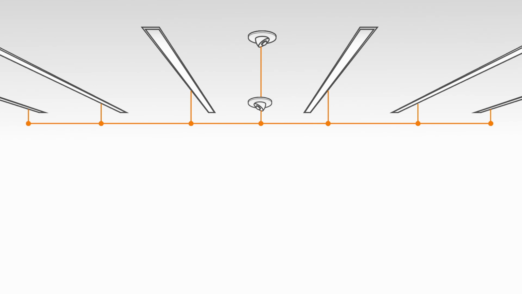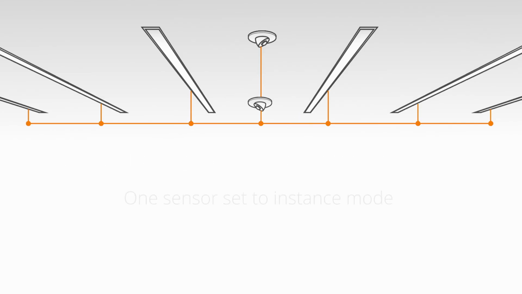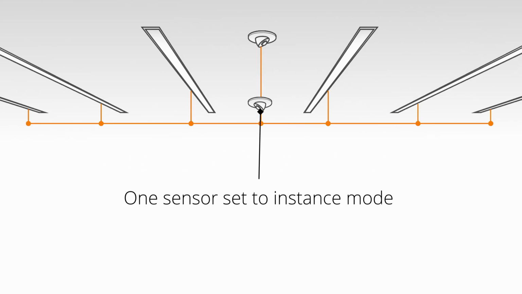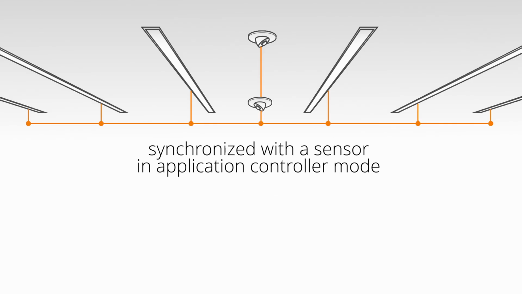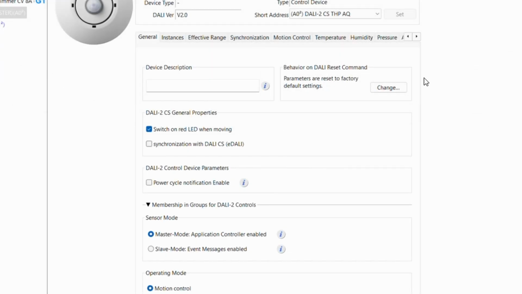Let's set the situation. I have 2 sensors inside of an office space, and this space is large enough that one sensor will not be enough. I want both sensors to control the same luminaire. As such, one of these sensors must be set into application controller mode and synchronized with the sensor in instance mode. I will complete the synchronization in the next chapter. For now, in the General tab for both sensors, select the switch on red LED when moving, so that we can see if a sensor detects movement.